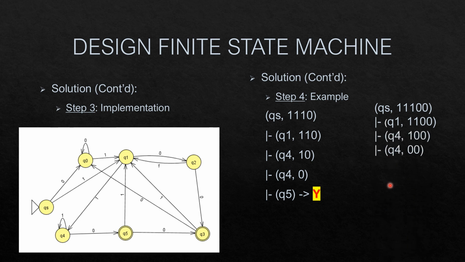So from QS we transit to Q1, from Q1 to Q4, Q4 to Q4, Q4 to Q5 and finally from Q5 to Q3 to generate the output yes, that it is a valid string as our string was ending in 100. As you can observe, the first example ended at Q5, one of the final states, and the second example ended at Q3, which is our second final state.